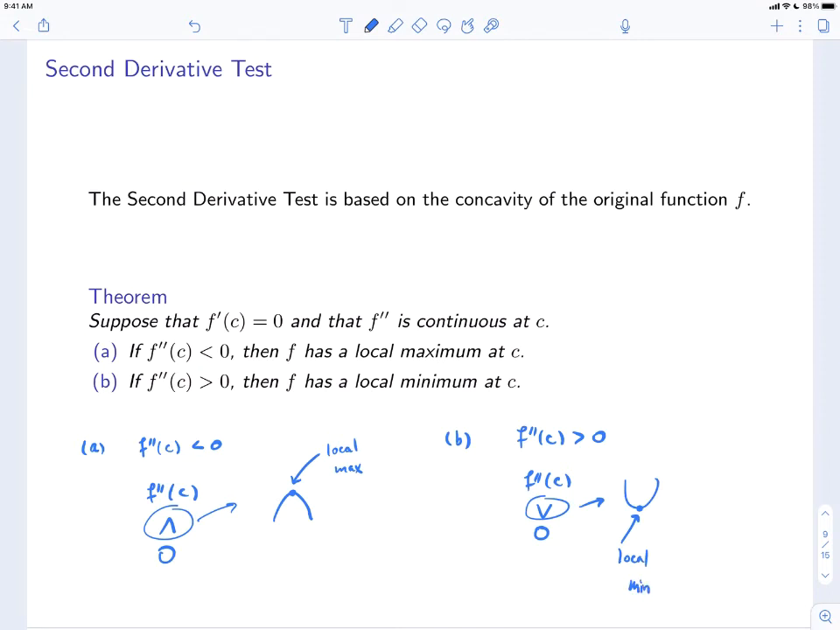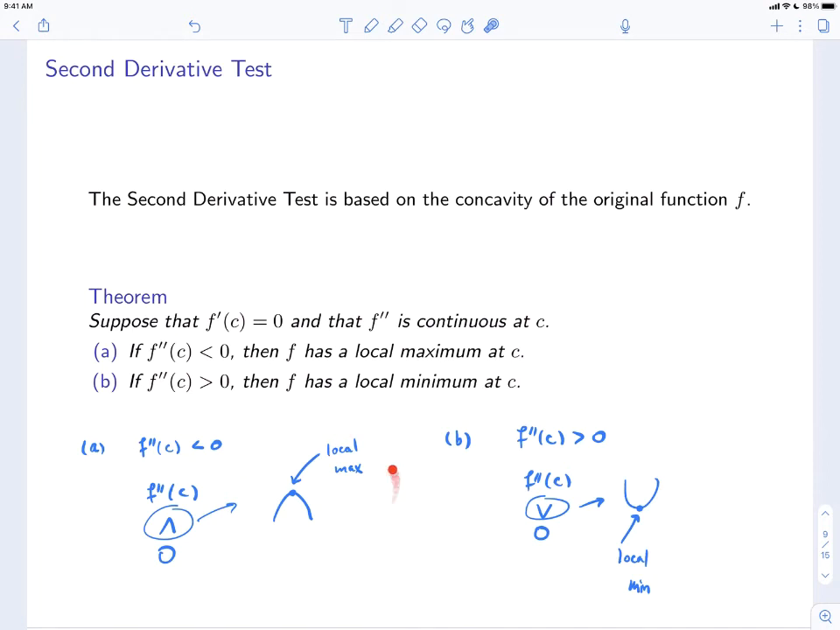So you don't need to try to memorize the theorem, just remember what concavity is. If something is concave up, then it's going to look like this. So if you have a critical value that might be a local maximum or a local minimum, and you know that it's at the base of a valley, then it's got to be a local minimum.